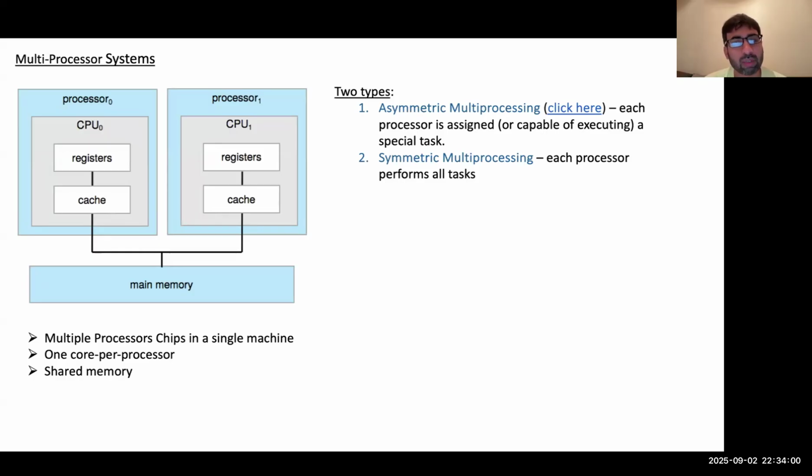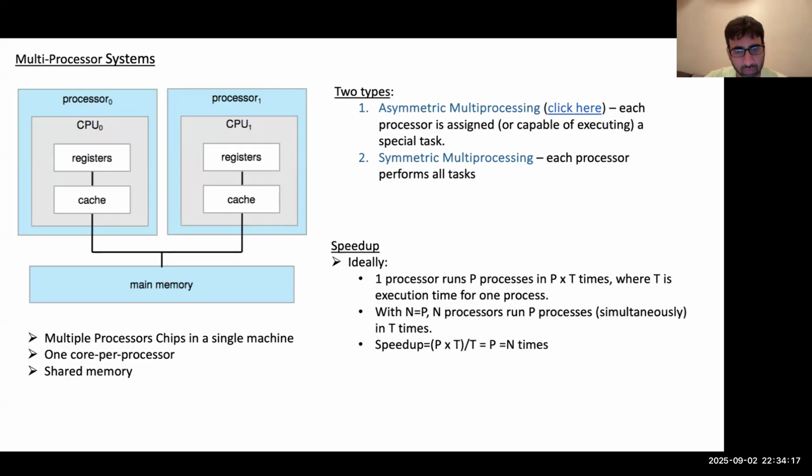On the other hand, in symmetric multiprocessing systems, we again have multiple processors, but each processor can perform all tasks. There is no categorization that a given processor can perform only a certain set of tasks and not the other set. Basically, all the processors are able to do the same thing. With asymmetric, the processors aren't able to do the same thing; with symmetric, they have the same capabilities. Yes, that's correct.